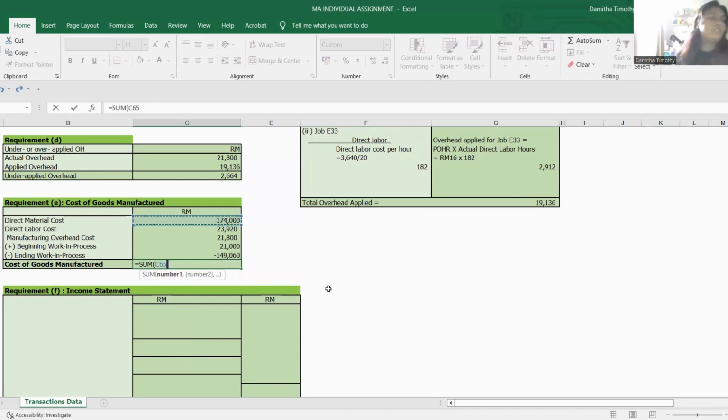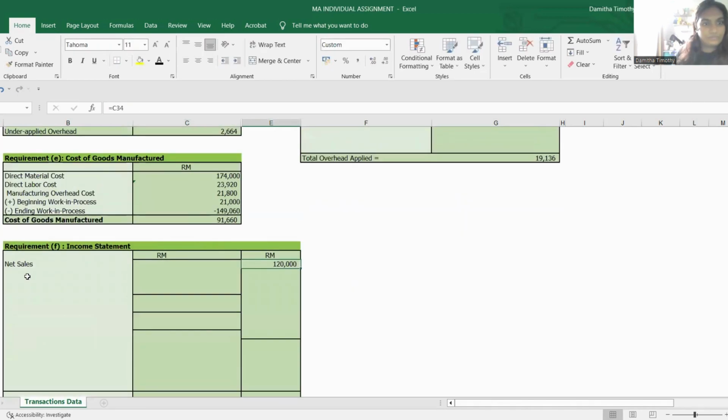We'll move to the last one, income statement. First, we will find out the net sales. From the table above, we can know that the net sales is 120,000. So we'll move to the next one, which is cost of goods sold. To find the cost of goods sold, we'll have to add the beginning finished goods inventory, which is 108,000. And next is cost of goods manufactured. The cost of goods manufactured, we will get the value from here, which is 91,660.